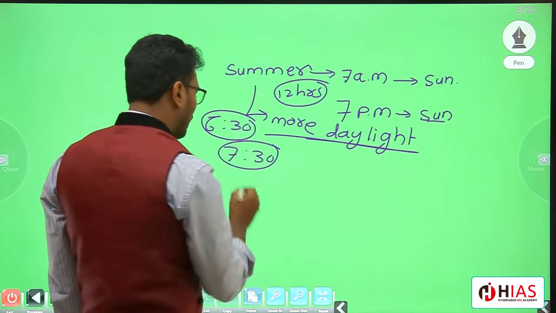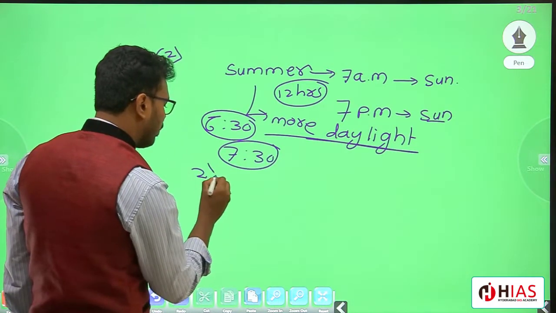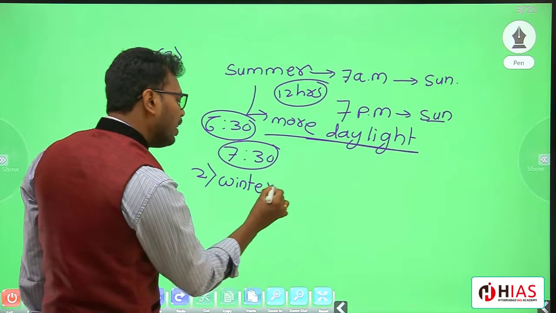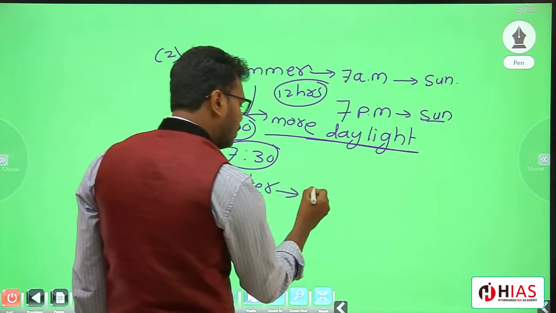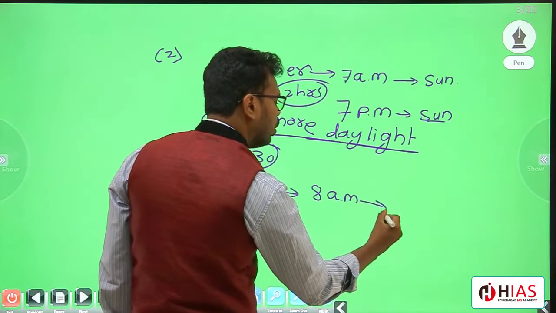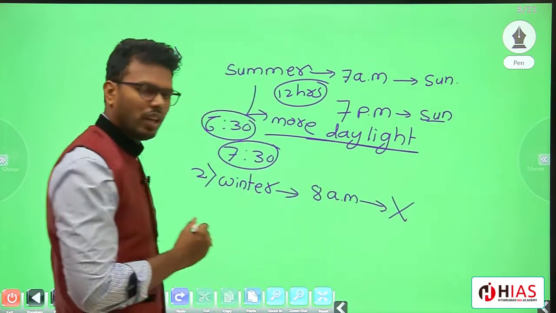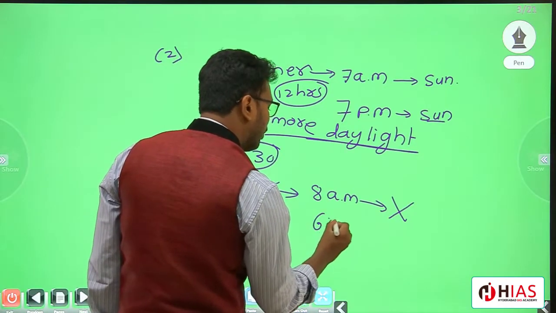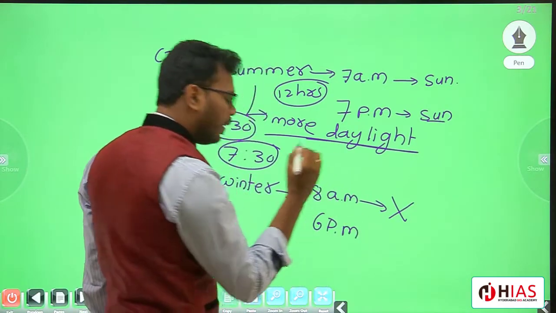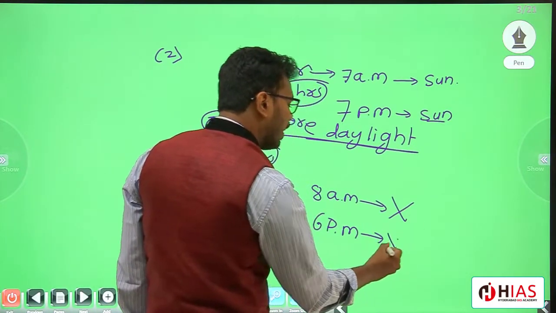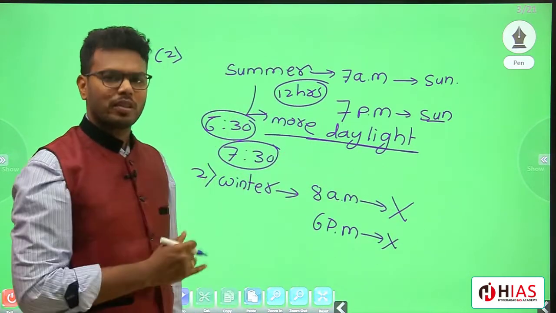Again, I'll tell you one more example. Just take the example of winter. In the winter season, sometimes even at 8 a.m. you will not be able to see the sunlight. In the winter season, sometimes by 6 p.m. only, we can see that there is no sunlight, completely darkness in your surroundings.